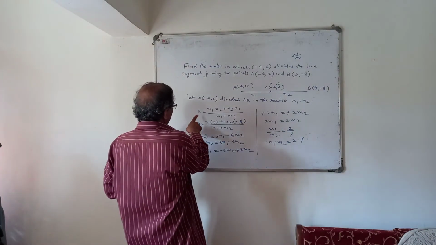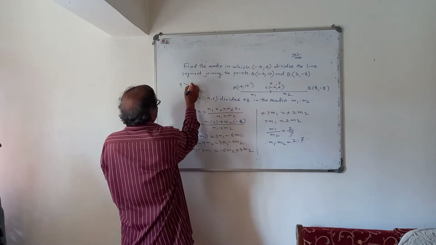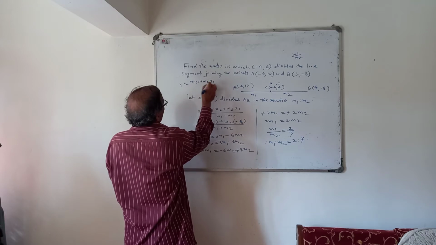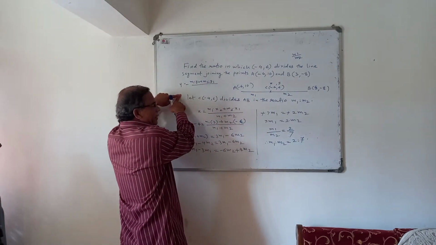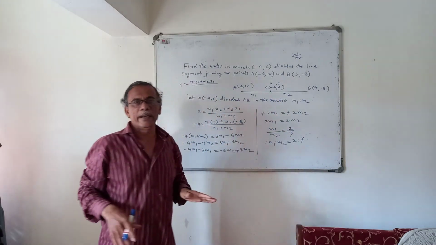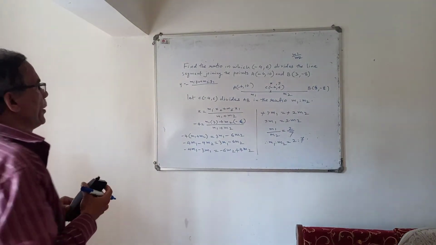Now I have taken the x formula. You can write y is equal to m1 into y2 plus m2 into y1 upon m1 plus m2, and substitute. But if you calculate like this, you will get the same ratio. Any one formula for any one coordinate you have to write and substitute.